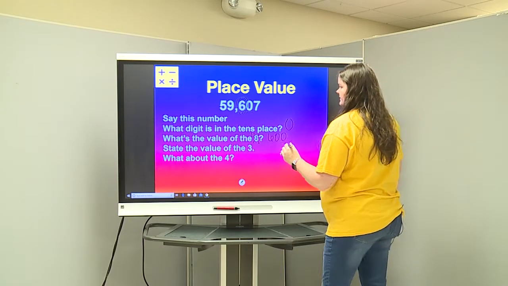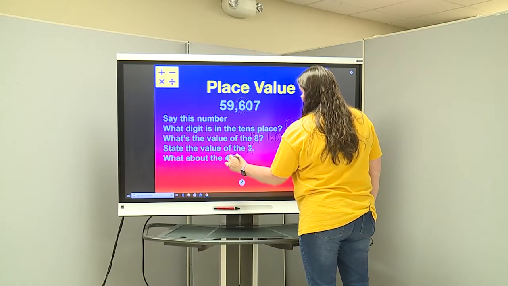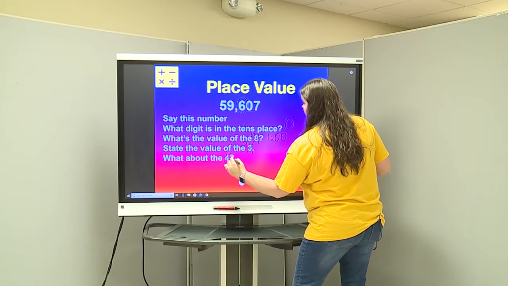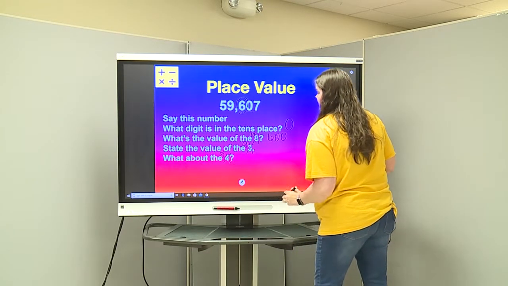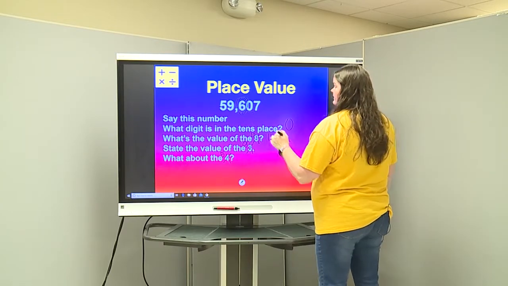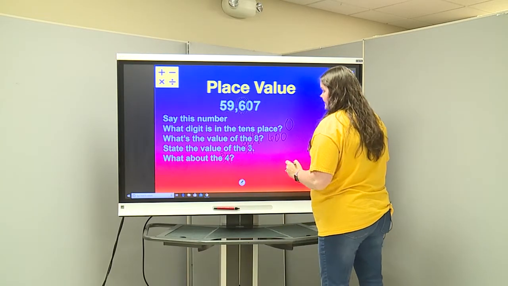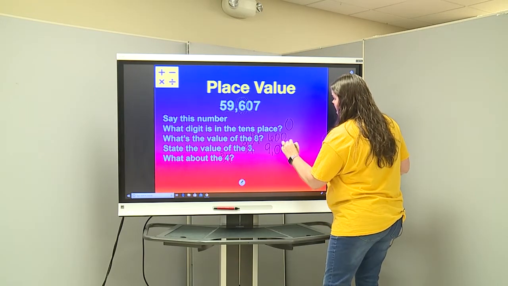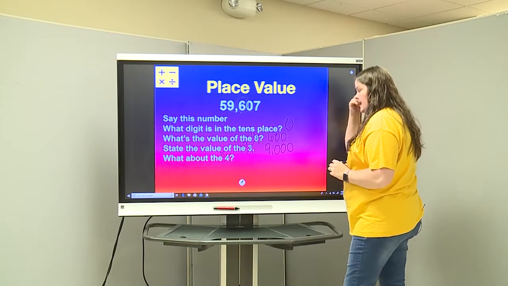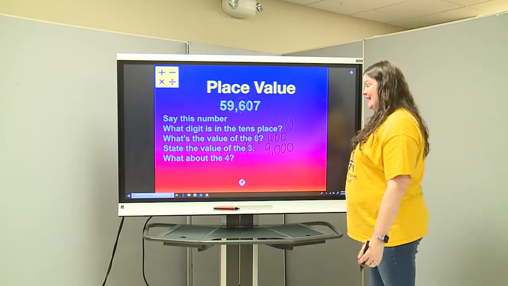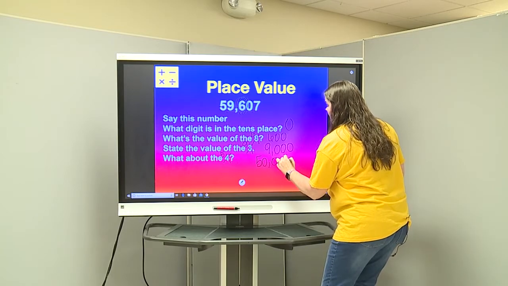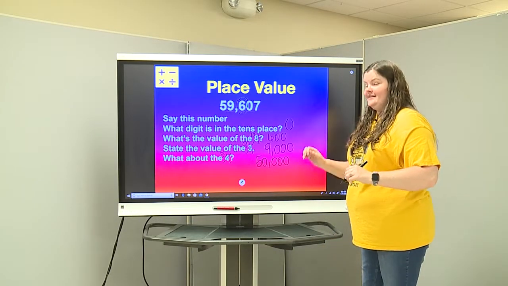And then, I just messed up all kinds of ways on this one, guys. I put the wrong numbers here. 9 and then the 5, sorry. All right, state the value of the 9. So if the 9 is in the thousands place, that value would be 9,000. And then the 5 is in the 10,000s place, so that value would be 5 10,000s or 50,000.